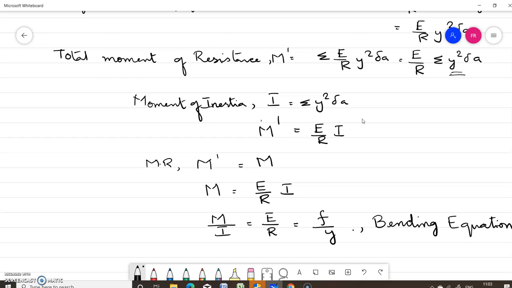M is the bending moment, I is the moment of inertia about the centroidal axis, F is the bending stress, Y is the distance of the fiber from the neutral axis, E is the Young's modulus, and R is the radius of curvature. So this is the relationship between bending moment, moment of inertia, Young's modulus, radius of curvature, bending stress, and distance of the fiber from the neutral axis.